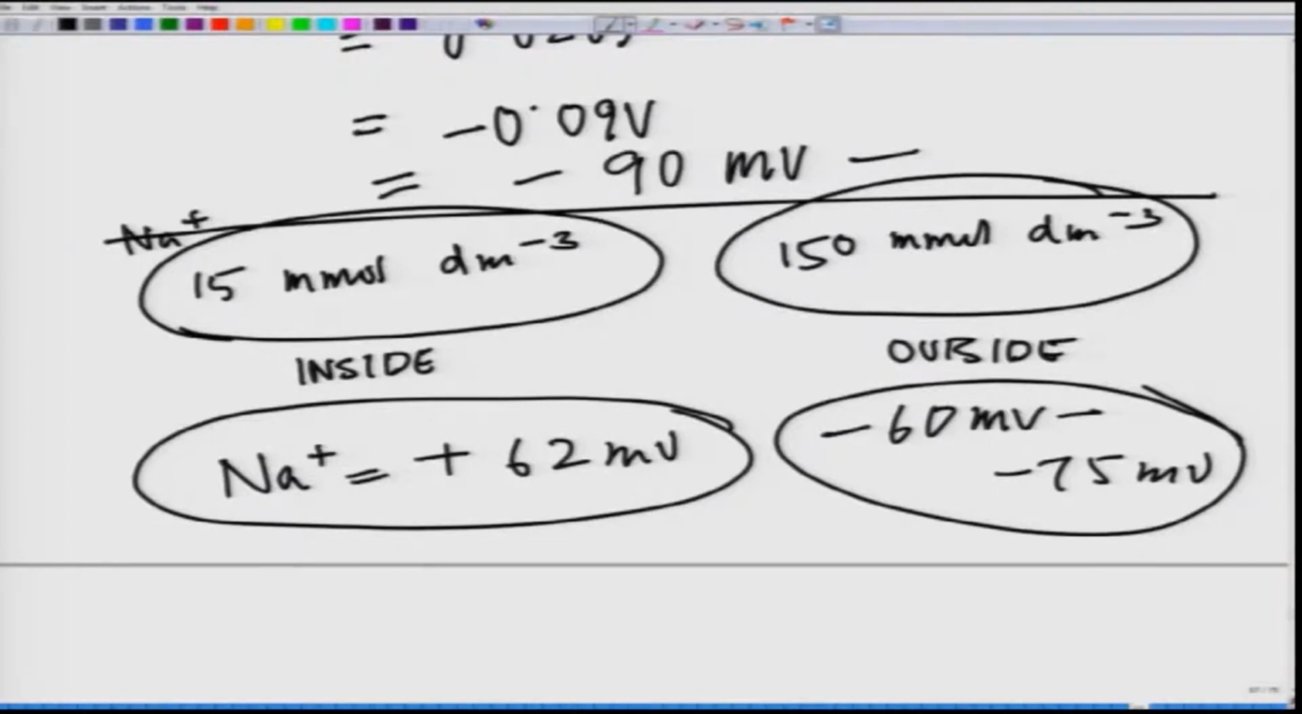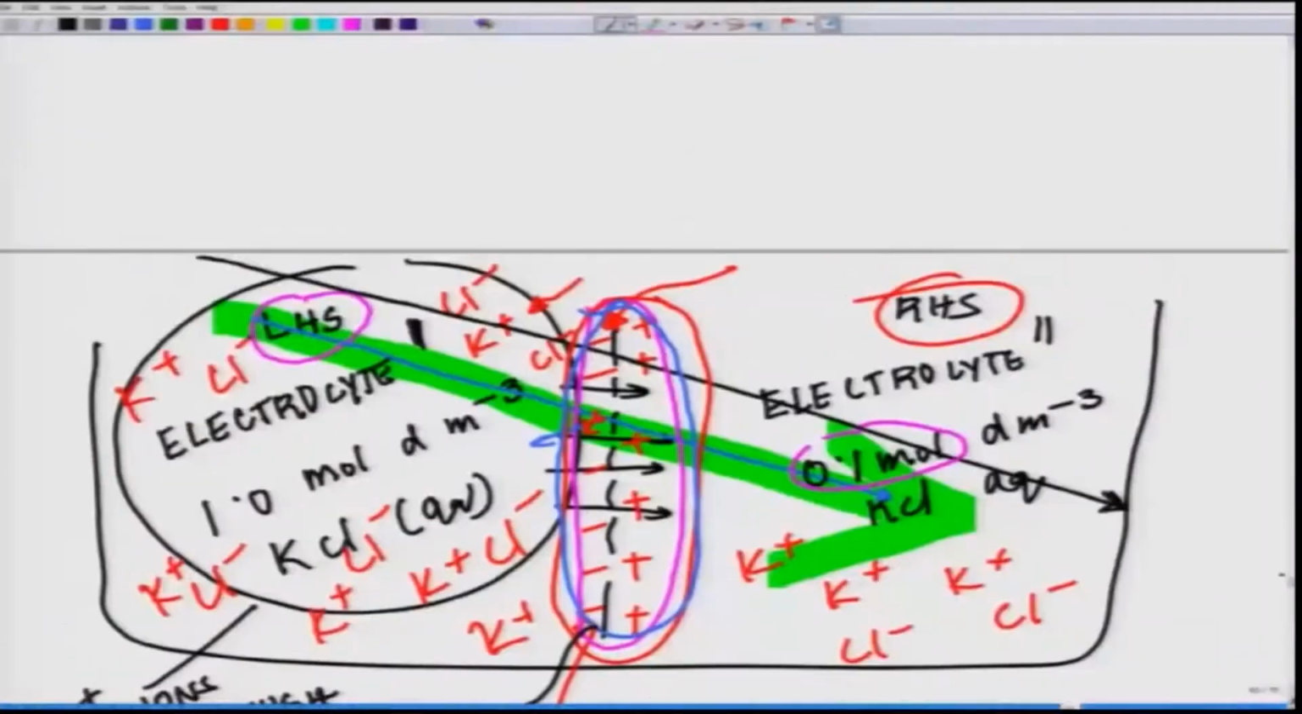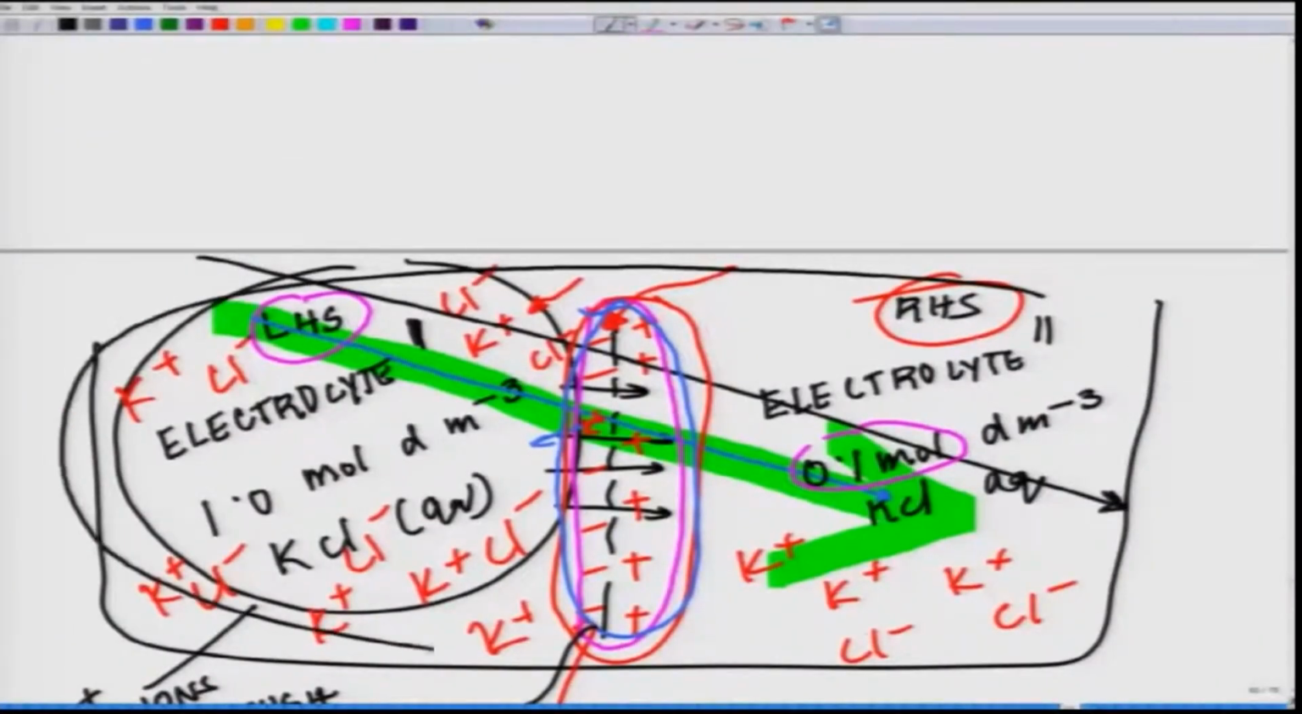And this change in potential is what we call an action potential, which is governed by the presence of ion channels and restored by ATP dependent pumps. Otherwise, a cell is a very similar entity to what we discussed out here, a concentration cell.